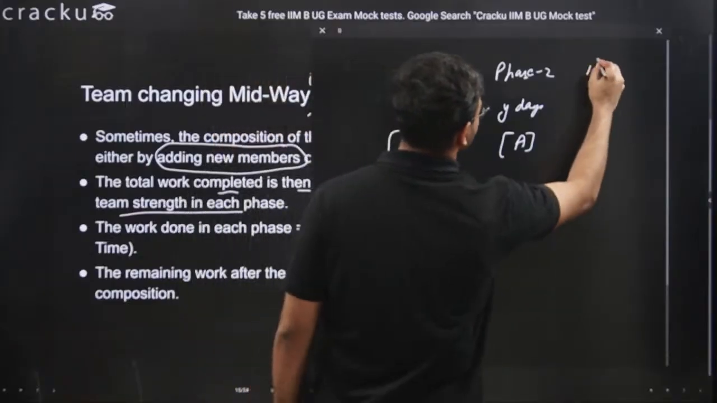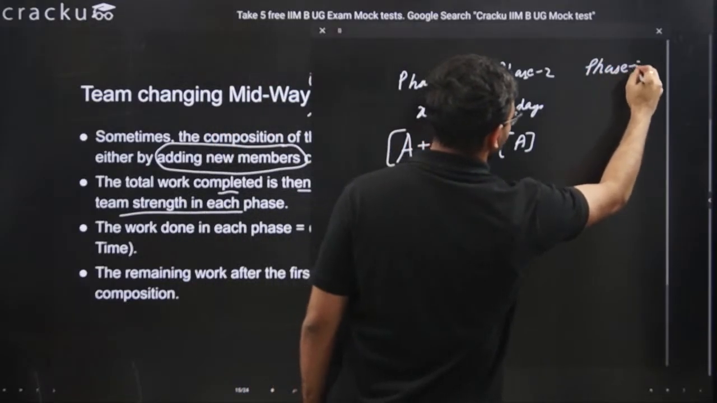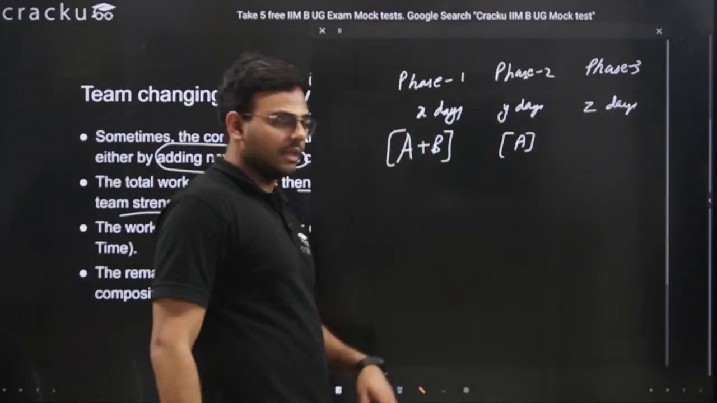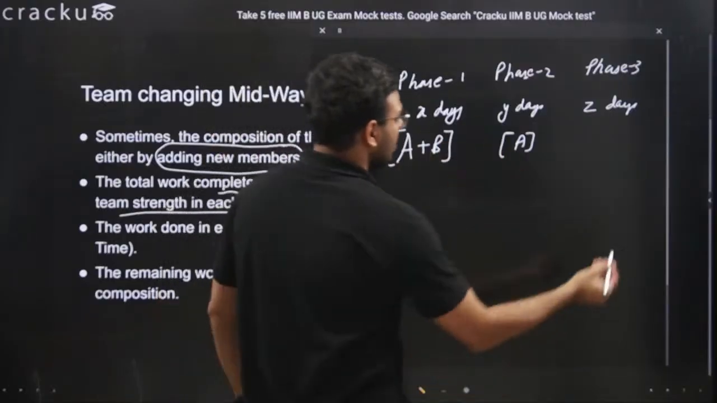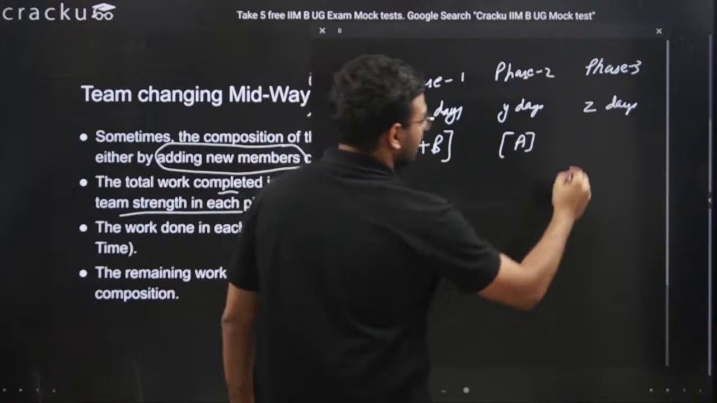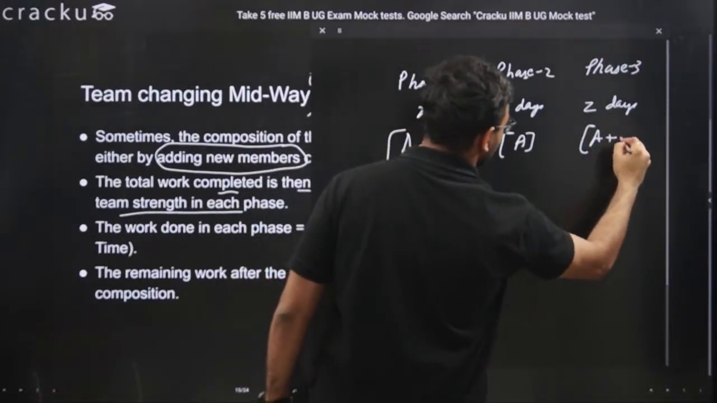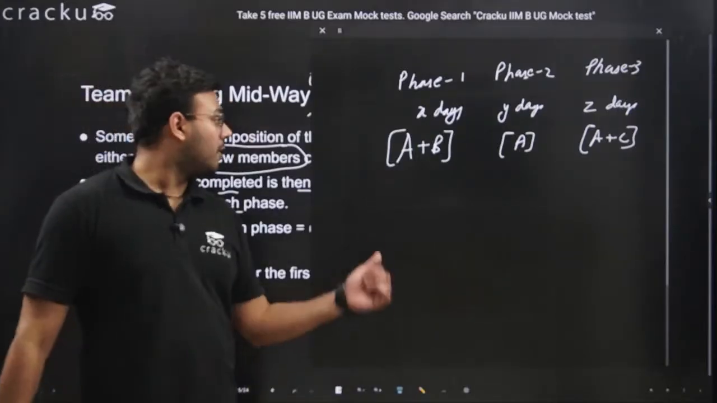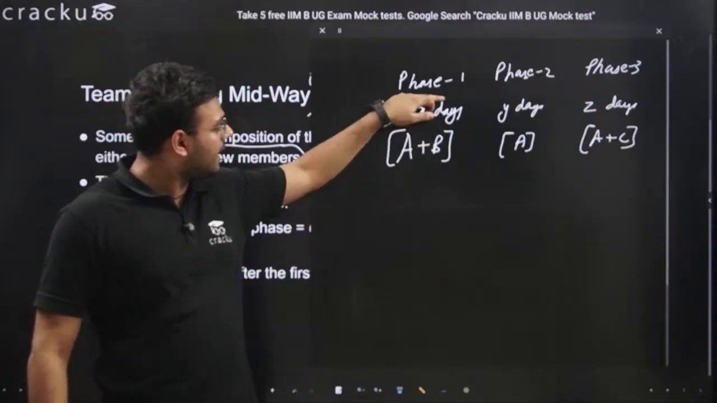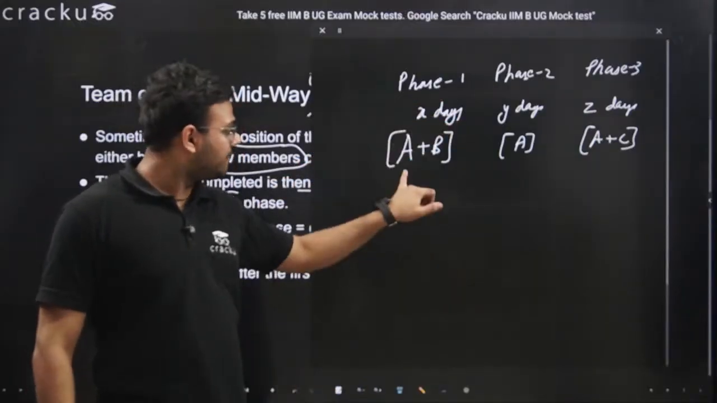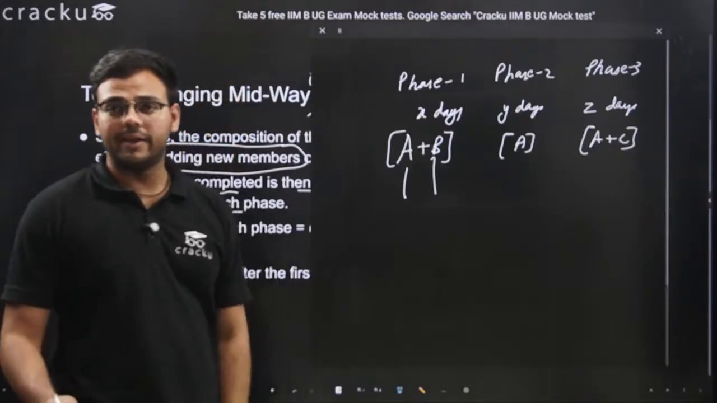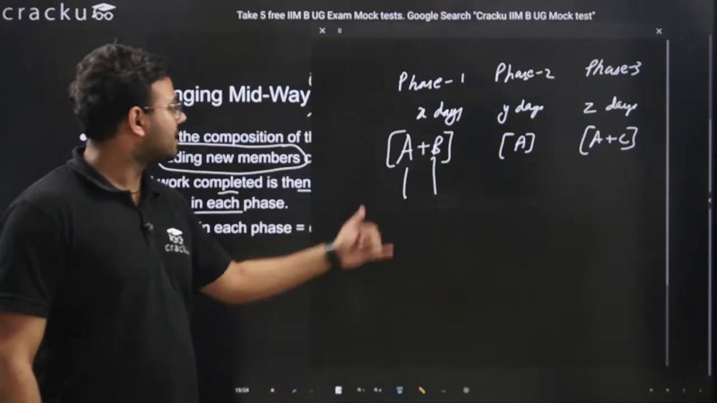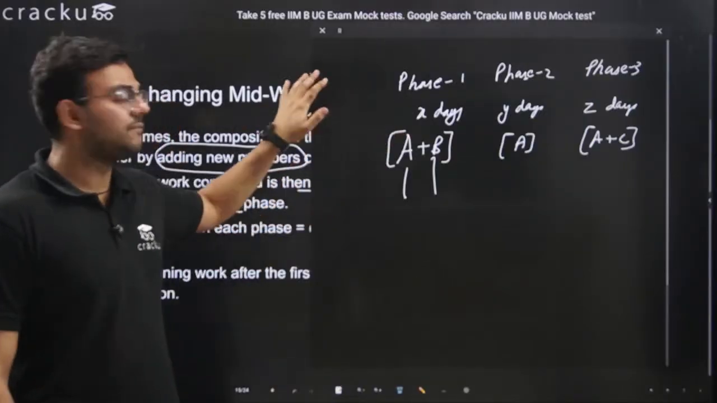Let's see another phase, phase 3. For Z days, assume there's one more person, C, who is A's friend, and has also joined. So for phase 3, for these Z days, both A and C are working. As a summary, for phase 1, X days, the efficiencies of A and B will be considered. We have to add the efficiency of A and B and multiply by X days to get the work done in the first phase.